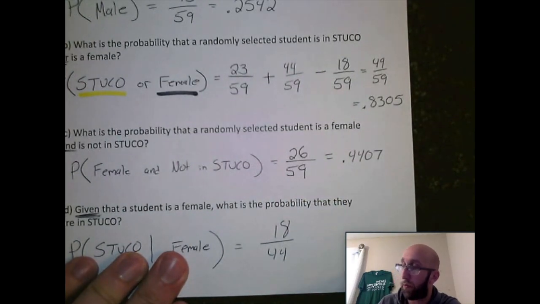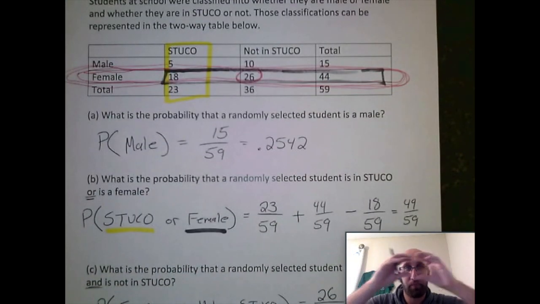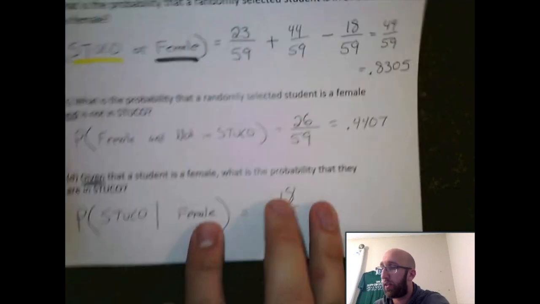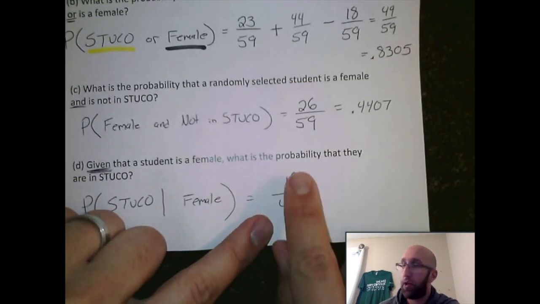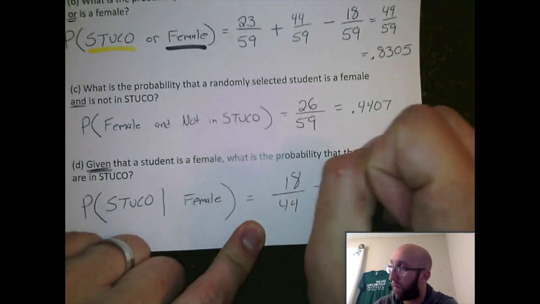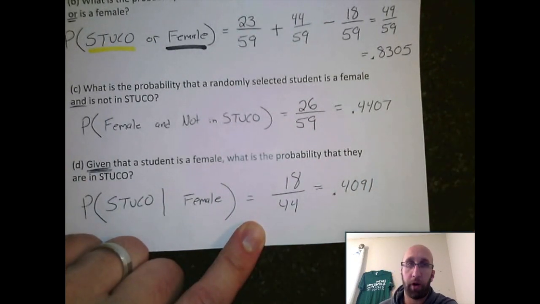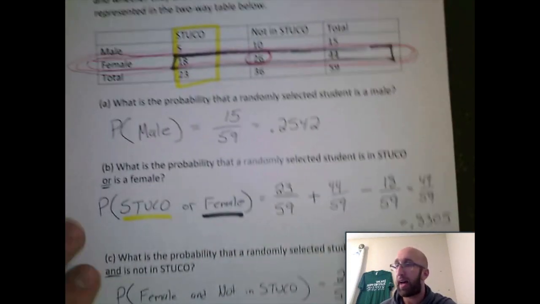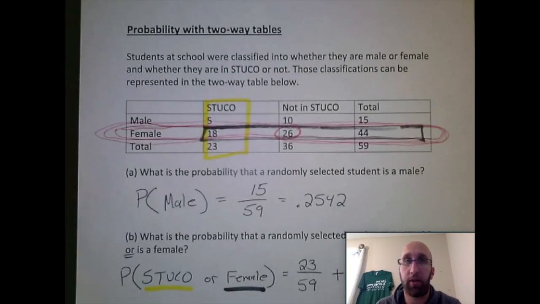So we're doing 18 over 44, okay? So you see how we focused in just on that female row and dealt with just the probabilities inside of there. So of my pie, which is a size of 44 females, 18 of them are in Stuco. If you take 18 over 44, we're talking 0.4091. Okay, that was a quick rundown of how to do probabilities with two-way tables.